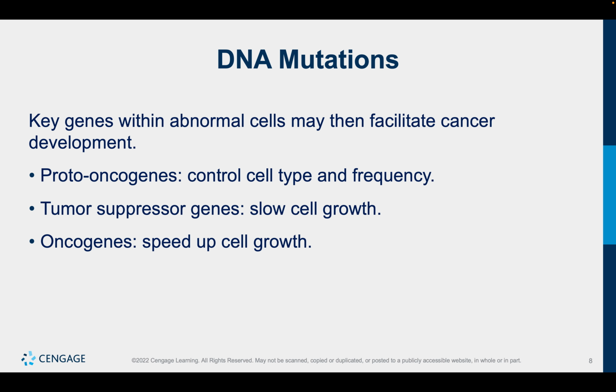DNA mutations. Key genes within abnormal cells may then facilitate cancer development. Proto-oncogenes control cell types and frequency. Tumor suppressor genes are the ones that slow cell growth. However, oncogenes are the ones that speed up cell growth, and it is those oncogenes that make it possible for the cancer cells to replicate at a faster pace.